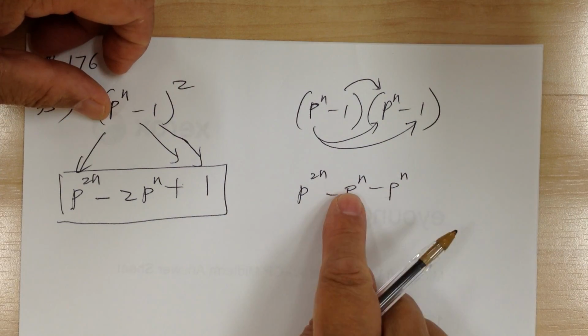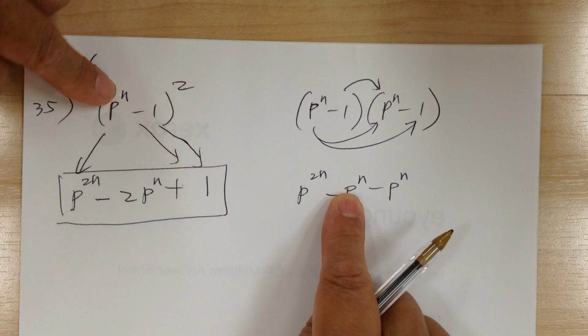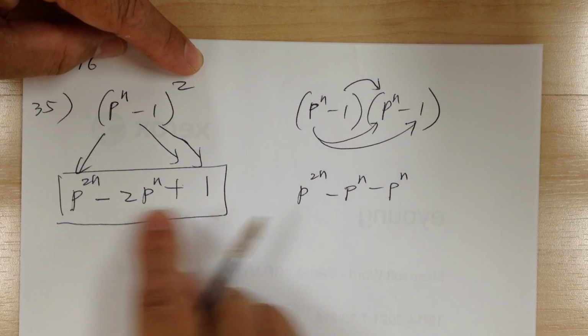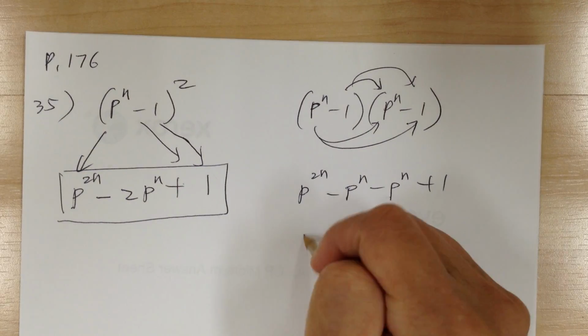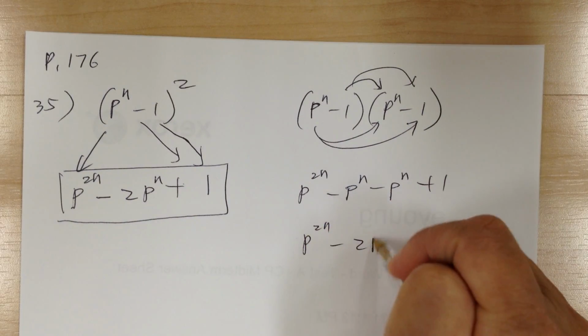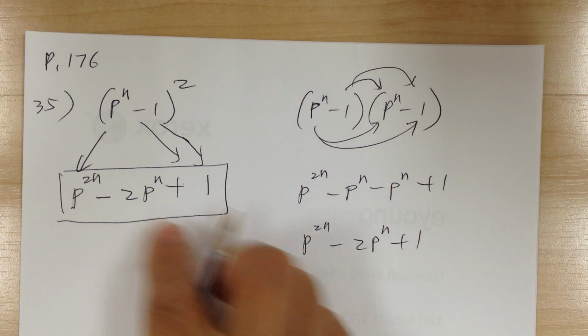See, you're always going to get two. You're always going to get two of these. See that? So that's where the 2 came from, and this one is plus 1. So you're going to get p to the 2n minus 2p to the n plus 1. So you get the same answer.